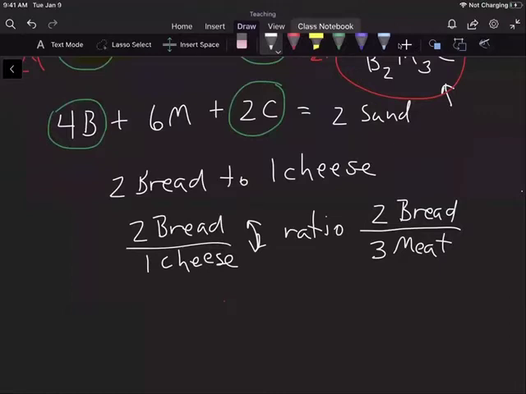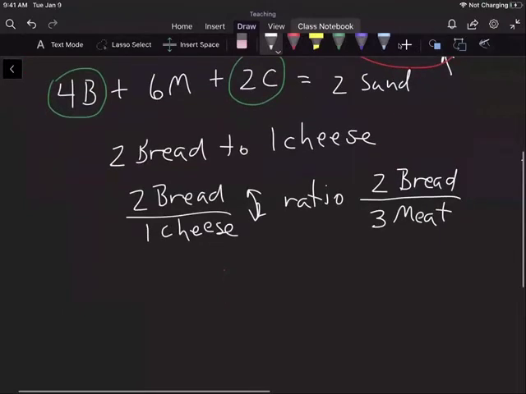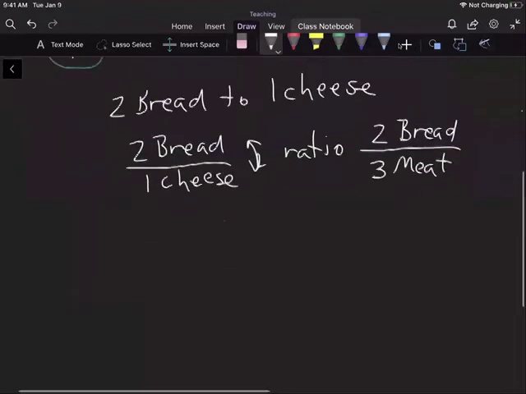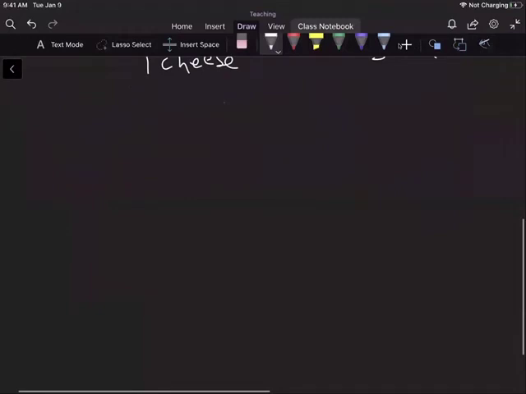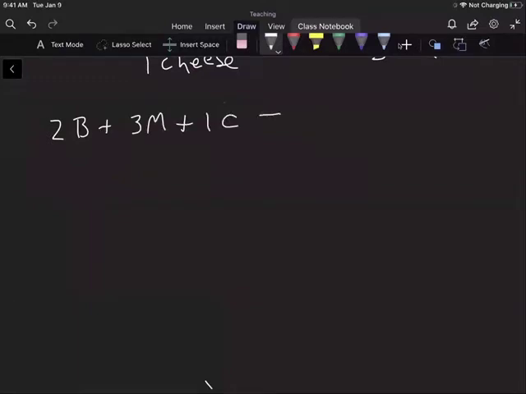All right, so now I've got a bunch of people coming over. I'm having a party, and I want to make a dozen sandwiches. Okay, so I look at my recipe for my sandwich, and again, it's going to be 2 bread plus 3 meat plus 1 cheese. And that's going to give me 1 sandwich. We'll call it S.